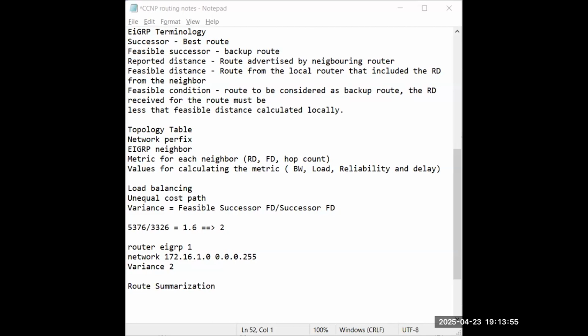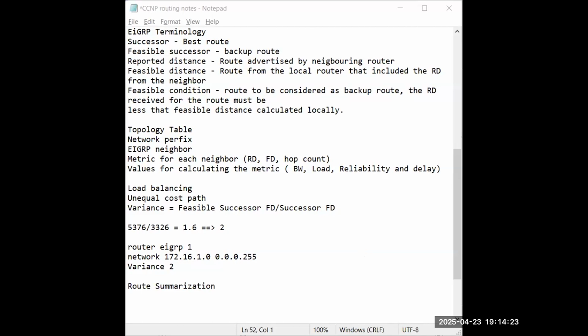Because for the summary route, we have a different AD value, right? So what is AD? Administrative distance. For each routing protocol, we have different AD values, correct? So for EIGRP, what is the administrative distance?